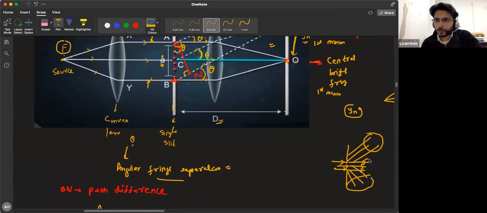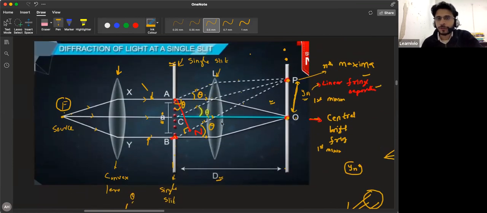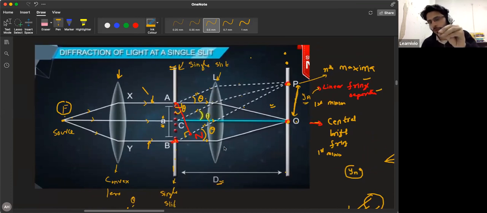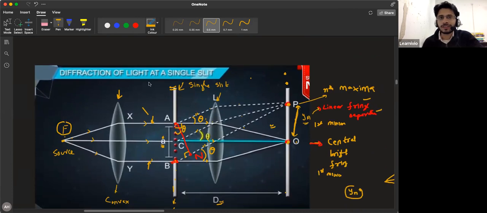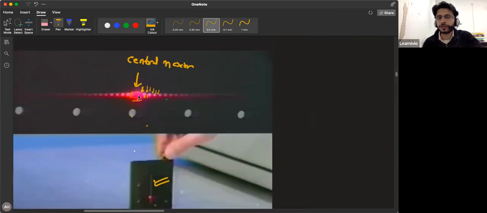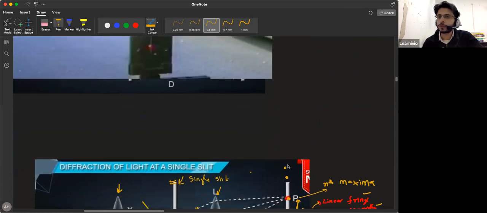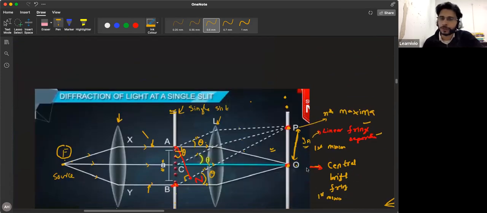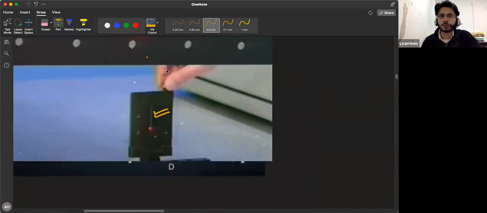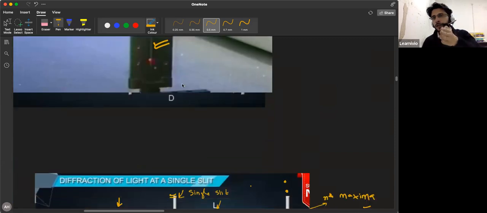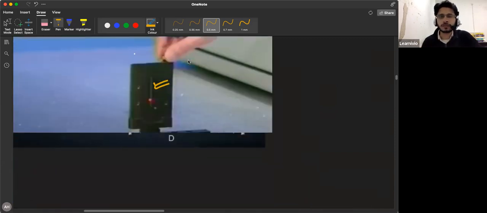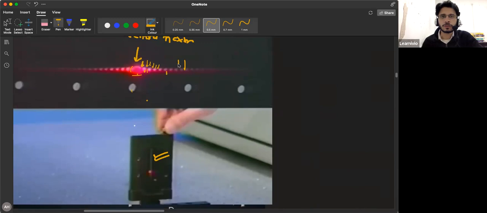When these diffracted waves pass through this convex lens, they converge and they form some spots on the screen, spots like these types of spots. This is the central bright spot, which we call the central bright fringe or central maxima. Then you get secondary maxima and secondary minima. Maxima means a light wave gets added up with a light wave, like these bright spots. Minima means light waves and light waves cancel each other. This one, this one, this one.